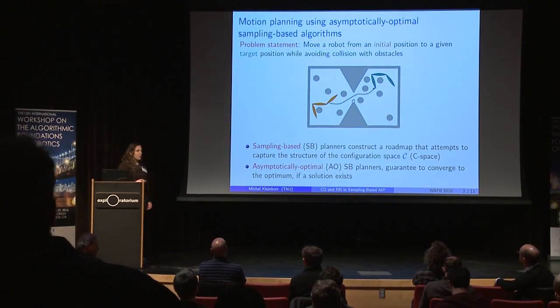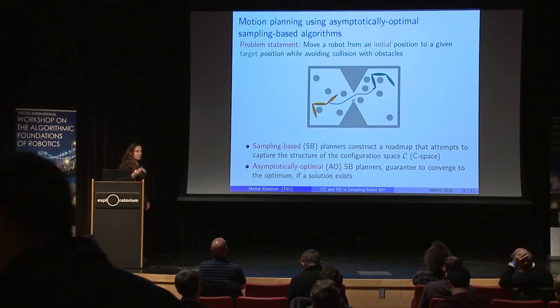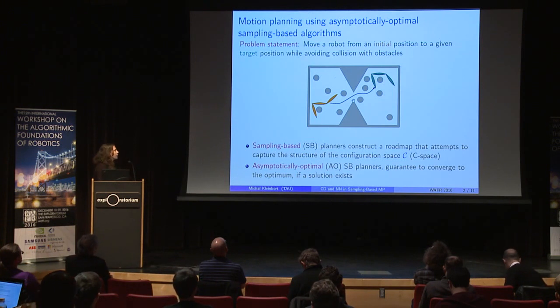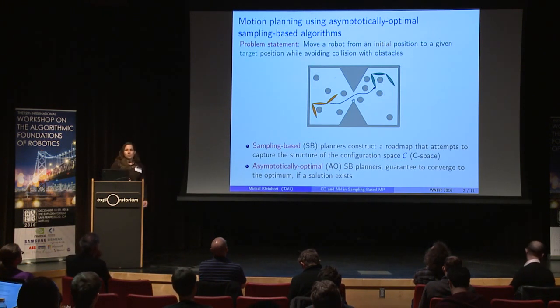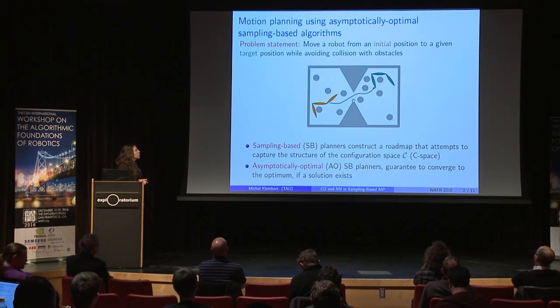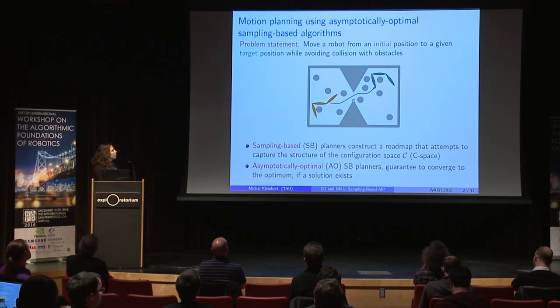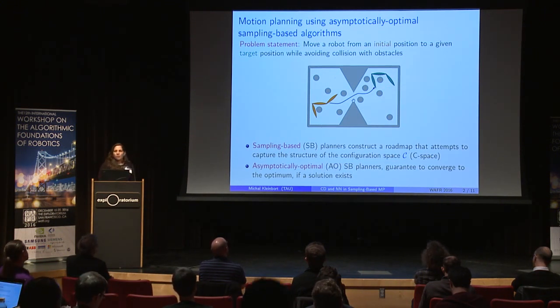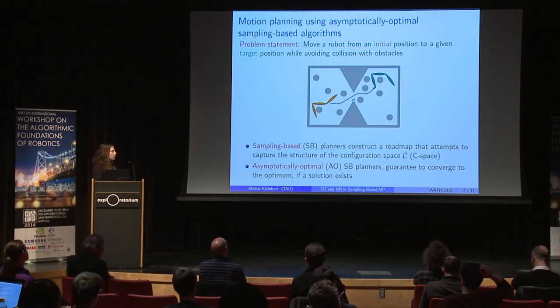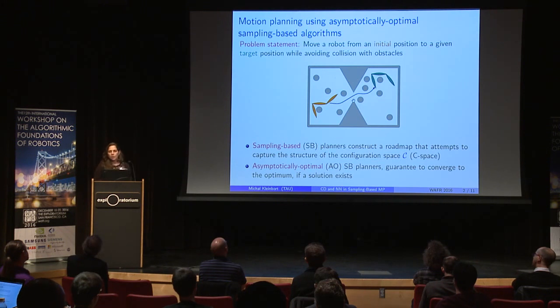I'll start by mentioning the very few relevant definitions, which I'm sure that you're all familiar with. So the basic motion planning problem is, given a robot moving in an environment cluttered with obstacles, the goal is to plan a collision-free path for the robot from an initial position to a given target position. And sampling-based methods solve the problem in the configuration space by constructing a roadmap that attempts to capture the connectivity of the free space. And asymptotically optimal sampling-based planners also guarantee to converge to the optimal solution if a solution exists.